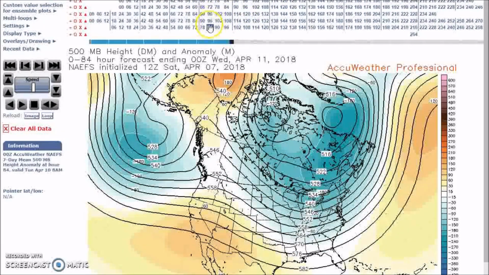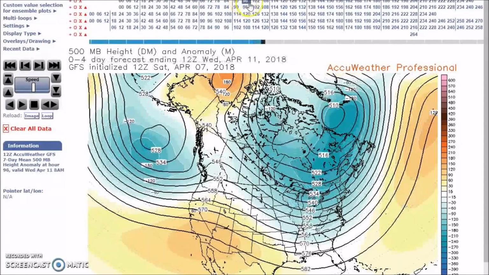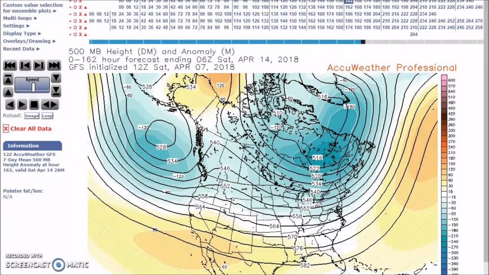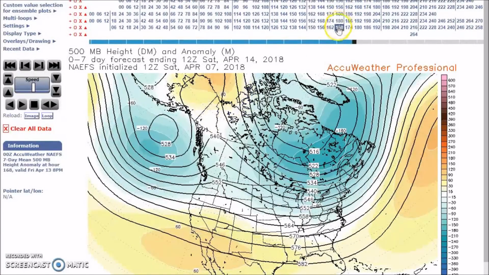Now we look at the rest of the models. They're in pretty good agreement. And then we go forward in time to the 17th, and we can see that the models are pretty much in the same scene, but the flow seems to flatten a little bit, and it flattens more in the next period.